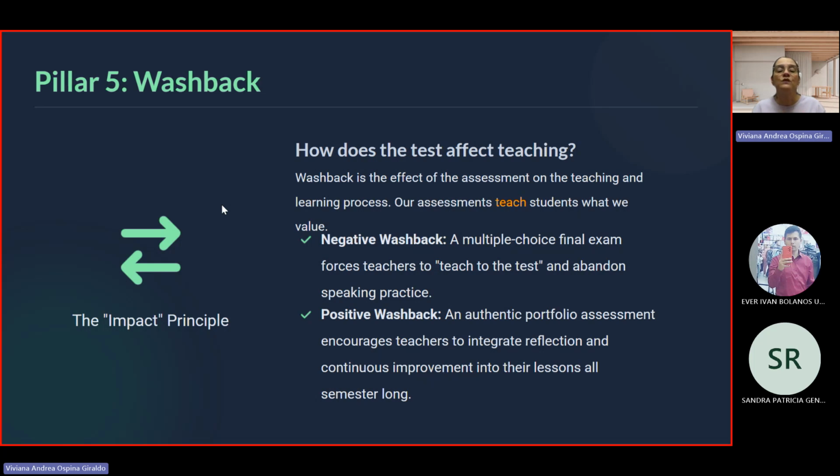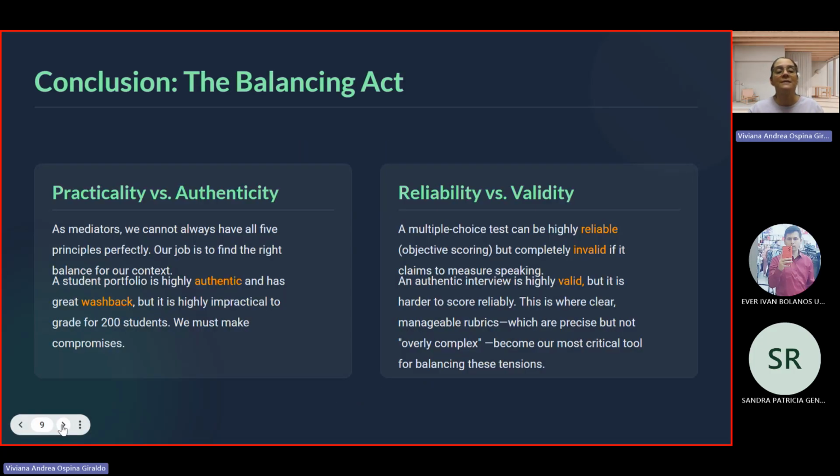The student will be able to see tangible improvements, so he can compare his task production from the beginning and then at the end how he's producing. So he will be able to compare and be more motivated in that sense. So how do we balance practicality and authenticity? As mediators, we cannot always have everything perfect. It's impossible to be perfect.